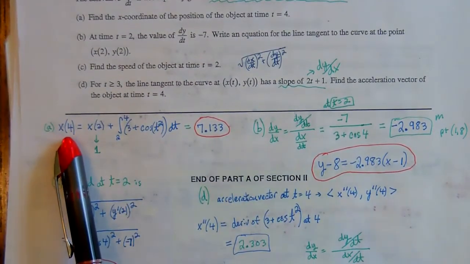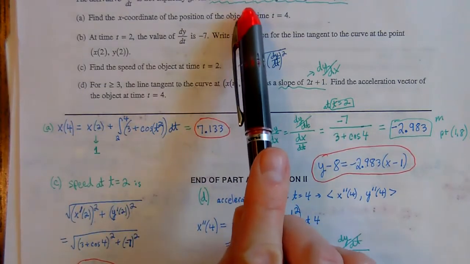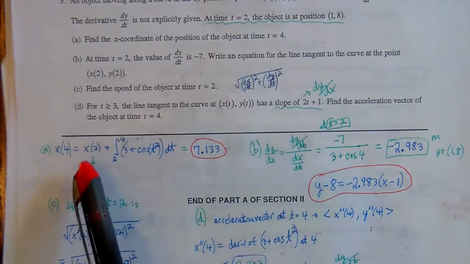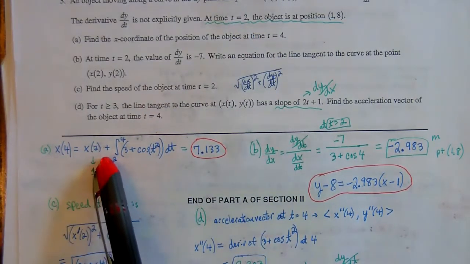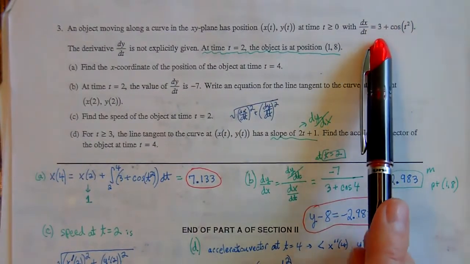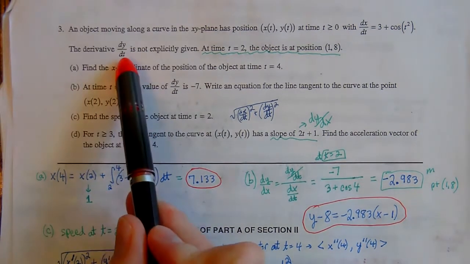For the x position at t equals 4, you're going to start with what they told you. You already know where you are at t equals 2. You're at that position of 1. And then you're given the dx/dt right here. That's how fast your x is changing. When we integrate the dx/dt, that's going to give you your x position. And we don't quite know the dy/dt.